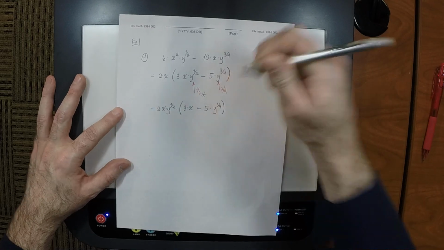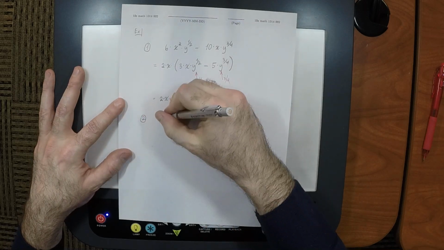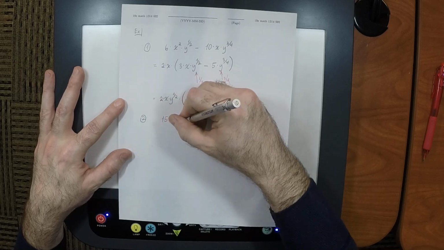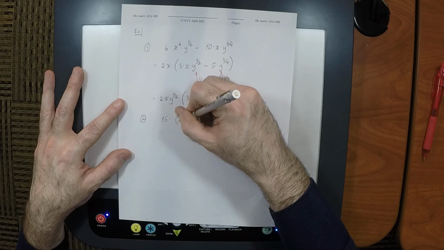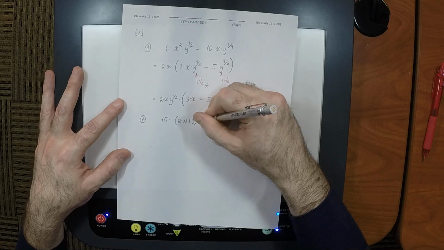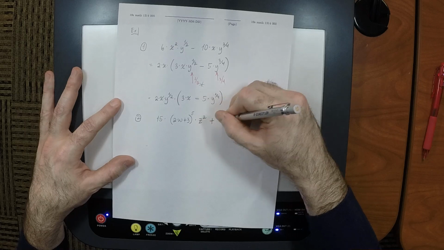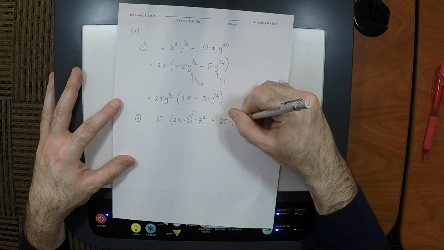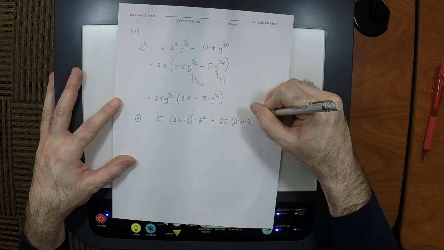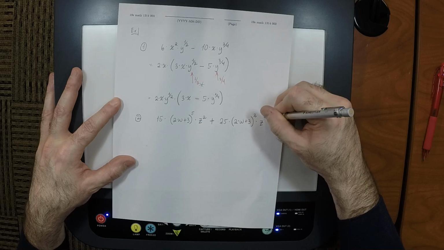So now here's the last one to make sure you don't become really unhappy at the homework. So how about 15 and then 2w plus 3 to exponent, say, 5. Then we'll say z squared. Add 25, 2w plus 3 to exponent 2, z to 17.